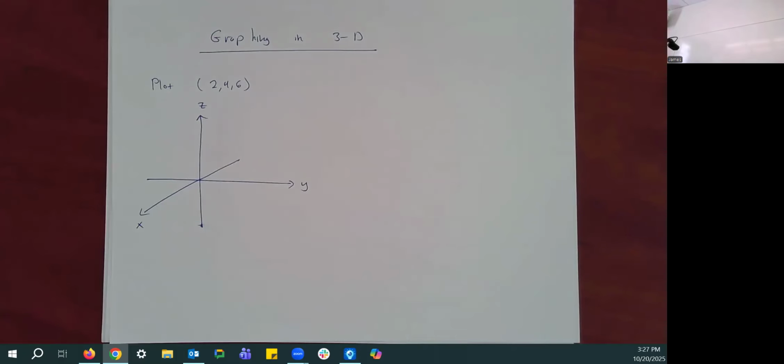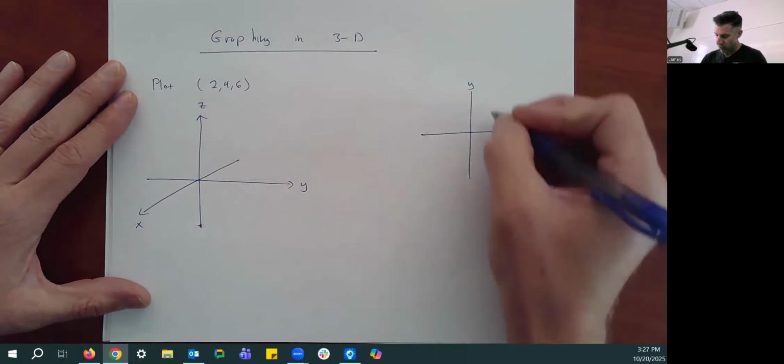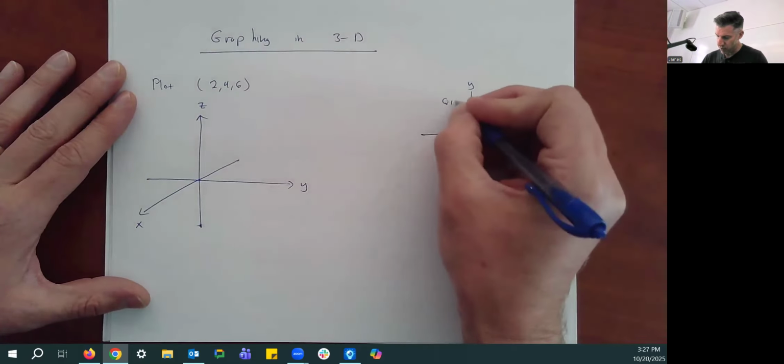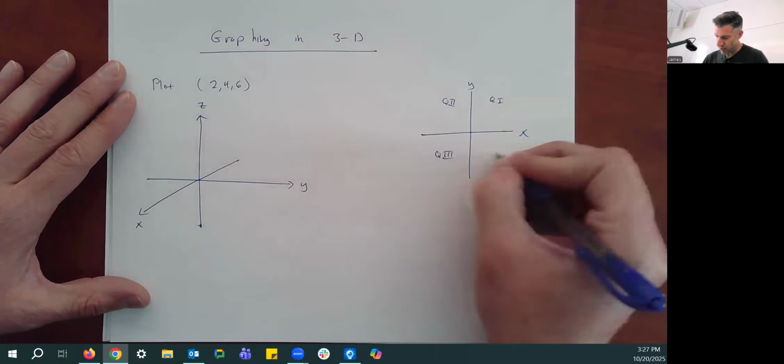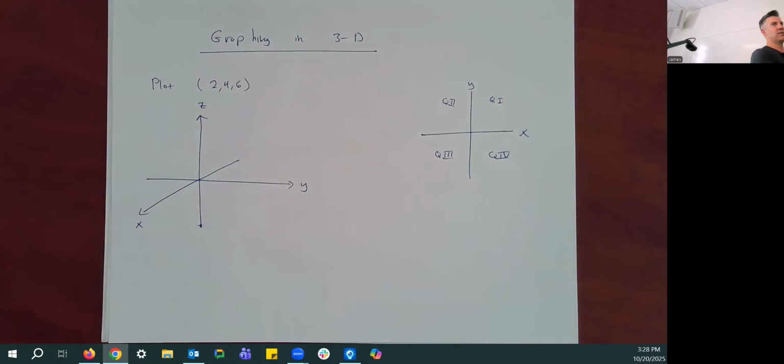Just like the first quadrant is the quadrant where x and y are both positive. Unlike the quadrants, the other octants don't have numbers. So in 2 dimensions, right over here, where this is x and this is y, you have quadrant 1, quadrant 2, quadrant 3, quadrant 4. No such thing in the XYZ space.